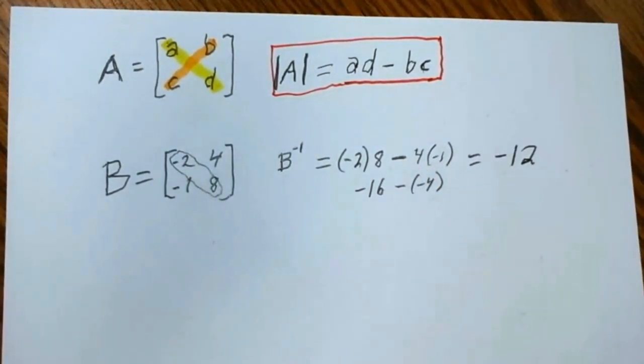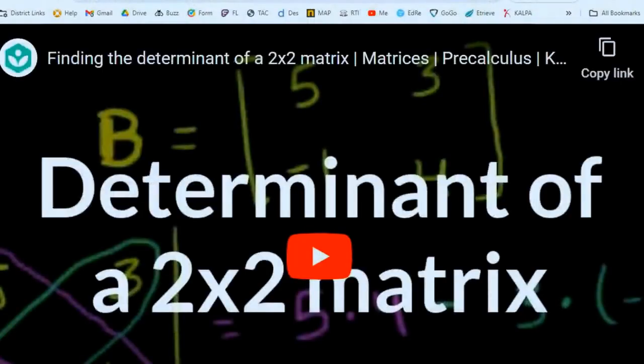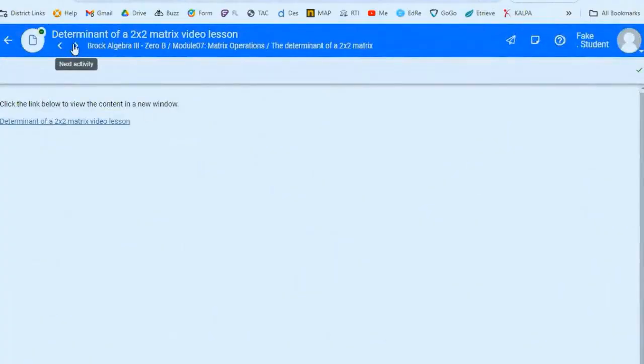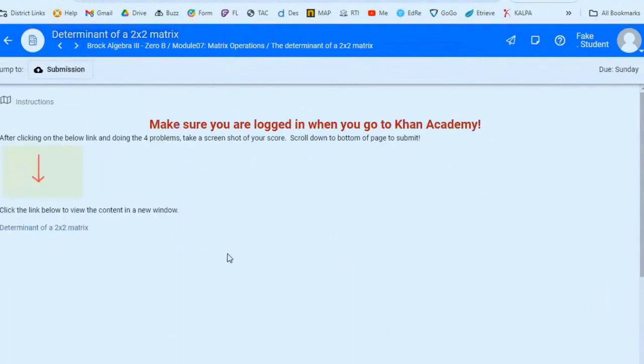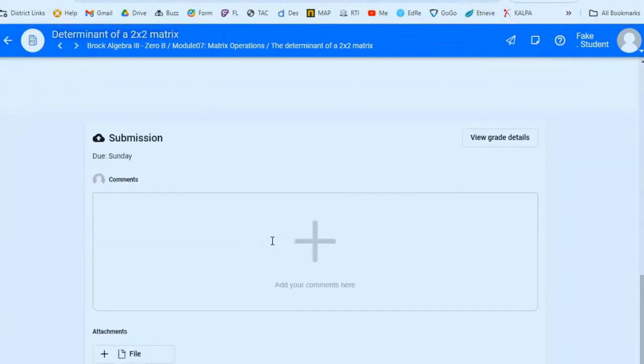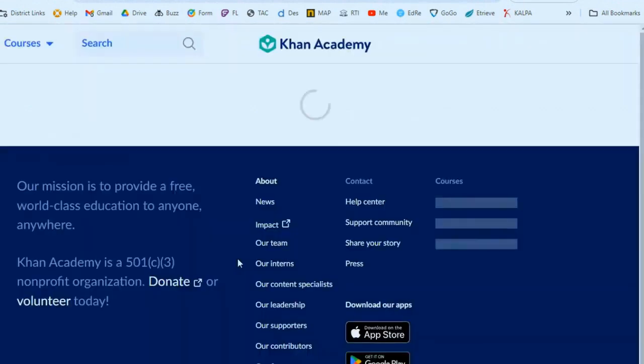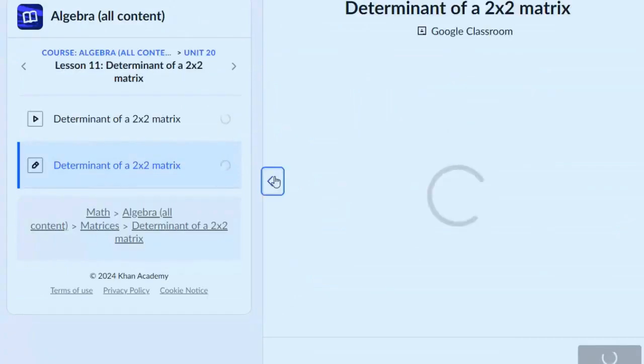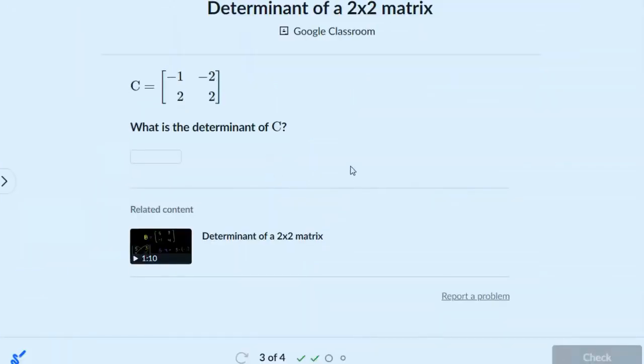So let's close that one out. Let's look at the assignment that goes with this. Here's our first assignment. It's one of these where we copy and paste our score. So let's click on the assignment and take a look at finding the determinant. Close that window. There you go. What is the determinant of C?